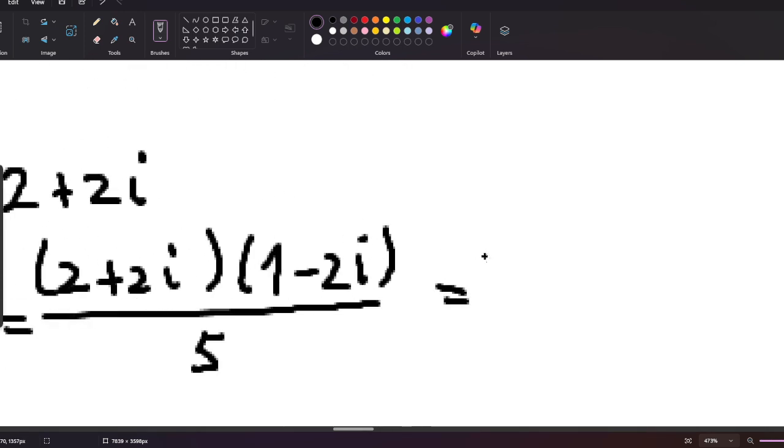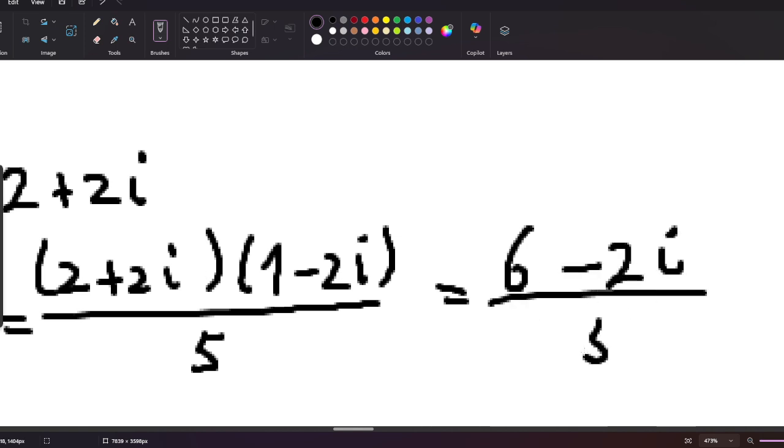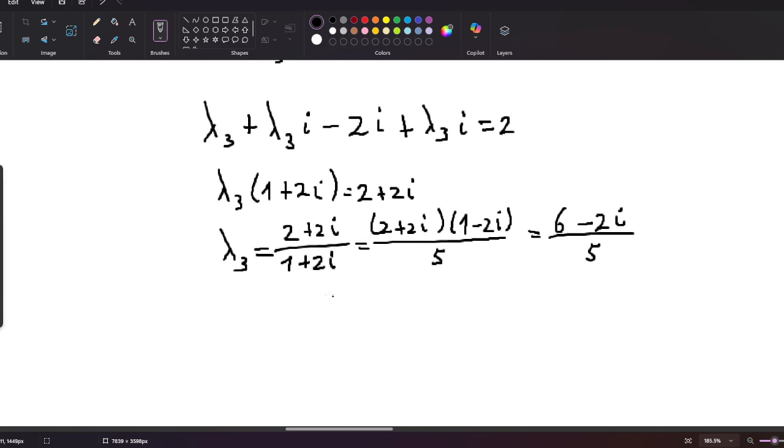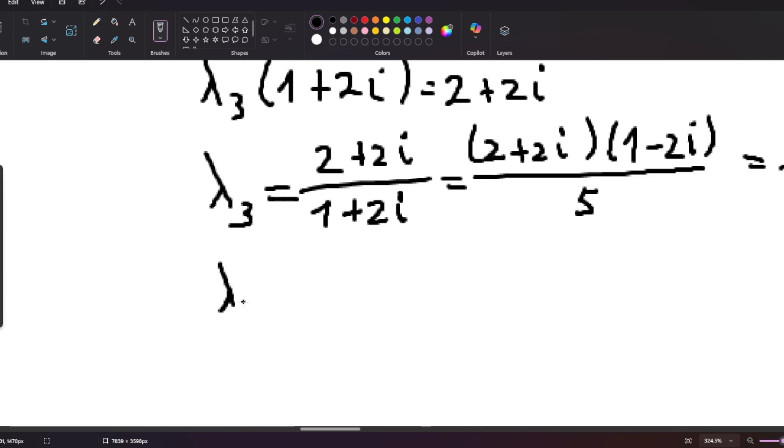So now the numerator is going to be, -4i squared is going to be 4. We have 2 here. It's going to be 6 for the real part, and for the imaginary, plus 2i minus 4i is going to be -2i over 5. Okay, we have found lambda 3. Now lambda 2.